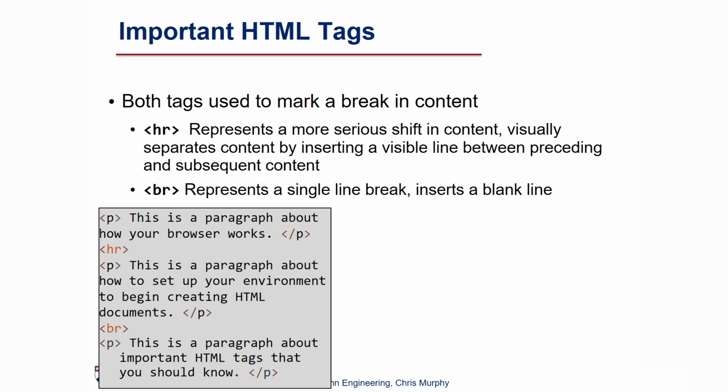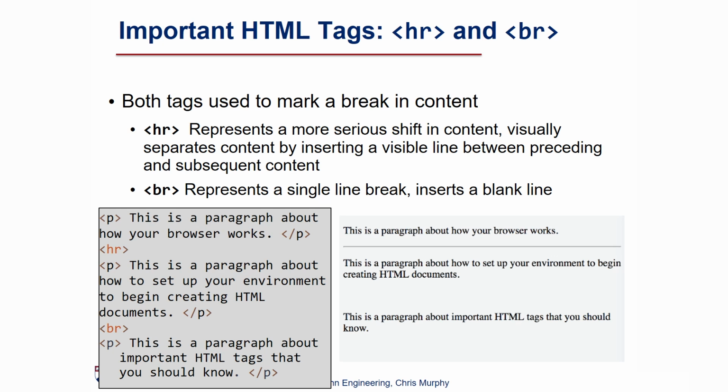So for example, here we see some HTML. Here's how it's rendered. The HR tag, for horizontal rule, I suppose, is this horizontal line. The BR is just this extra blank space and extra line break.